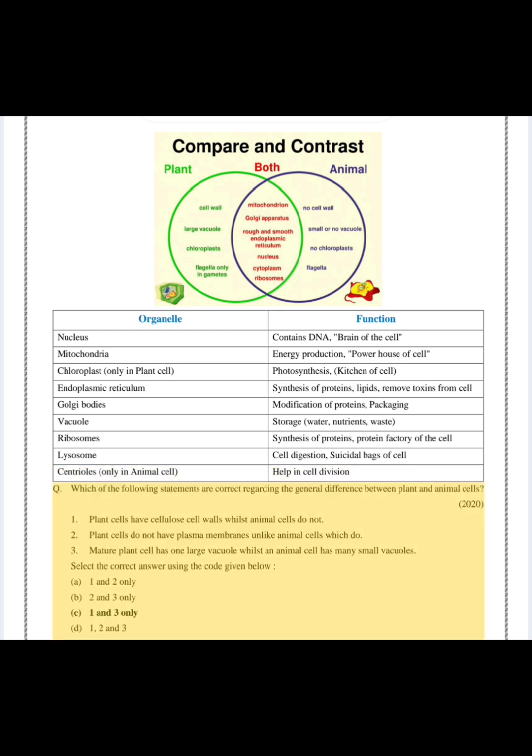Question. Which of the following statements are correct regarding the general difference between plant and animal cells? 2020. 1. Plant cells have cellulose cell walls whilst animal cells do not. 2. Plant cells do not have plasma membranes unlike animal cells which do. 3. Mature plant cell has one large vacuole whilst an animal cell has many small vacuoles. Select the correct answer using the code given below. A. 1 and 2 only. B. 2 and 3 only. C. 1 and 3 only. D. 1, 2 and 3.